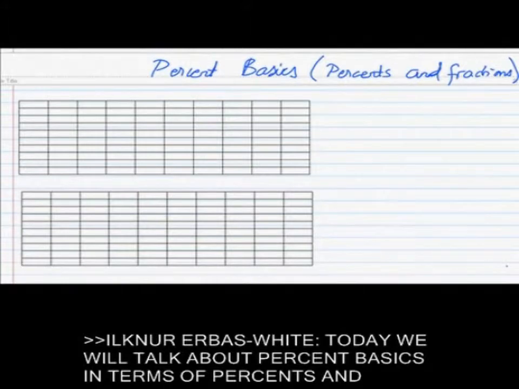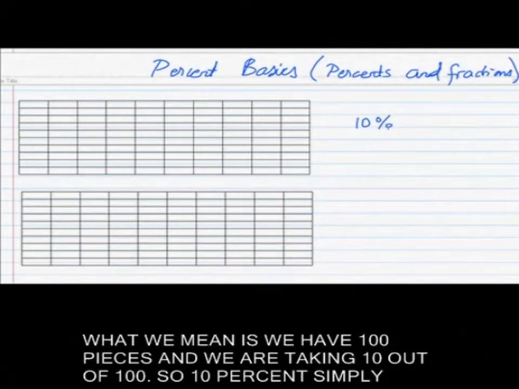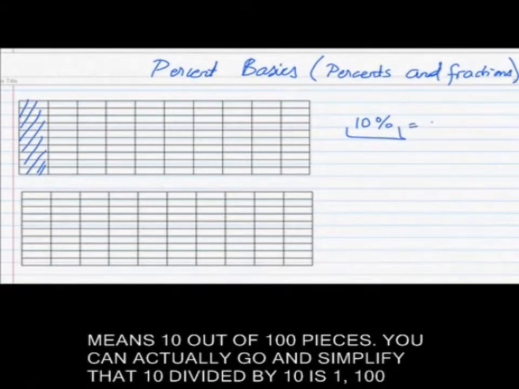Today we will talk about percent basics in terms of percents and fractions. Let's go back to percents. When we talk about 10% with the percent symbol, what we mean is we have 100 pieces and we are taking 10 out of 100. So 10% simply means 10 out of 100 pieces.